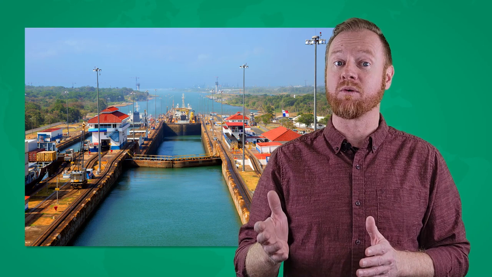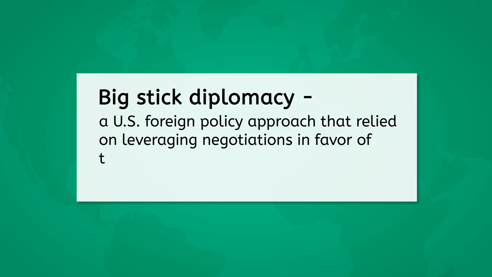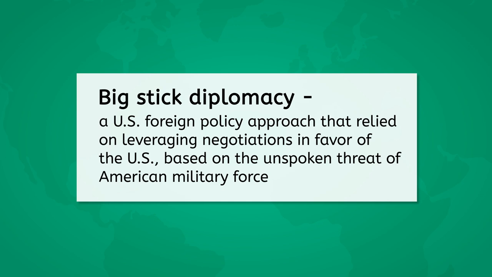So how was Roosevelt able to strong-arm Panama into letting the U.S. control the canal? He spoke softly and carried a big stick. Big stick diplomacy was a foreign policy approach that relied on leveraging negotiations in favor of the U.S. based on the unspoken threat of American military force. Basically, do what we want, and if you don't, prepare to face the consequences.